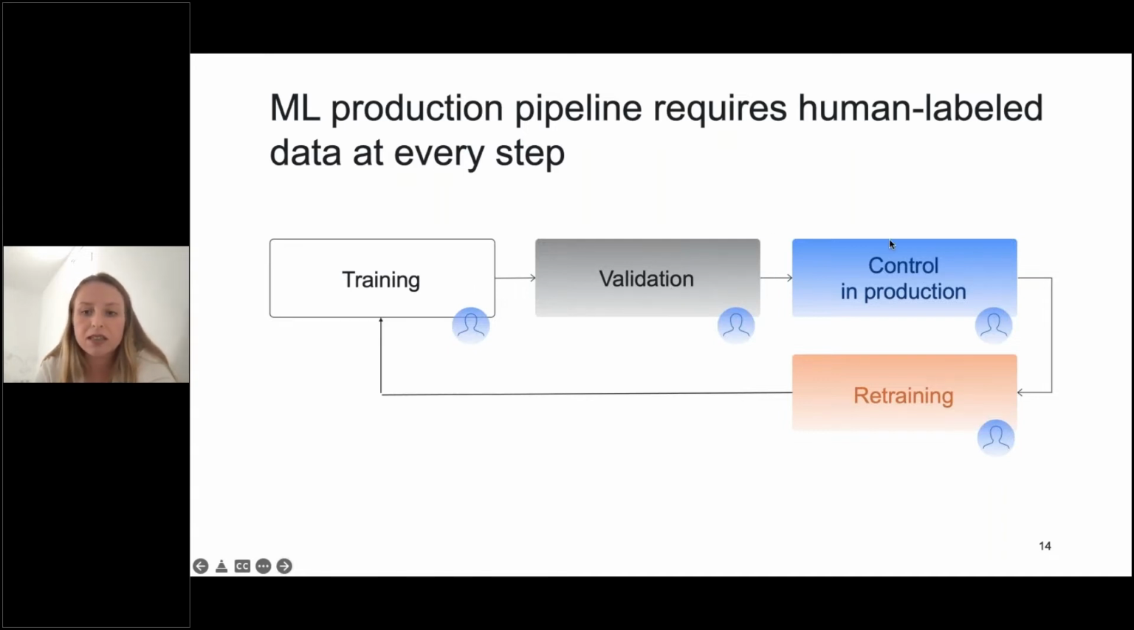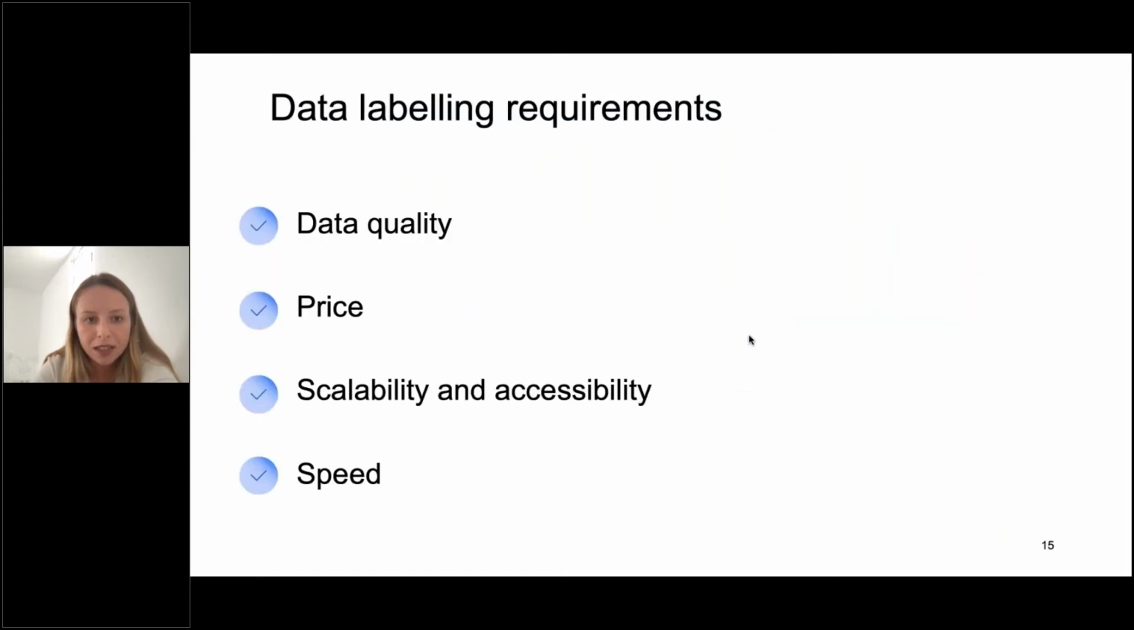And again, the same is also in production. In order to know if our algorithms are performing well on the real life data, we need someone to actually judge it, and that would be human. If we want to retrain our algorithms, again, we need human labeled data.